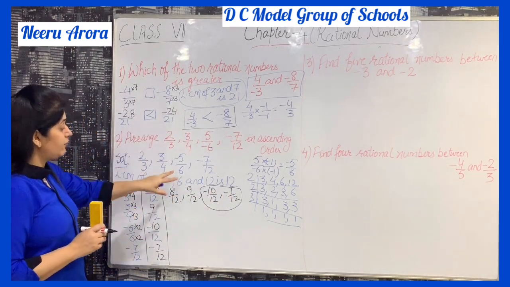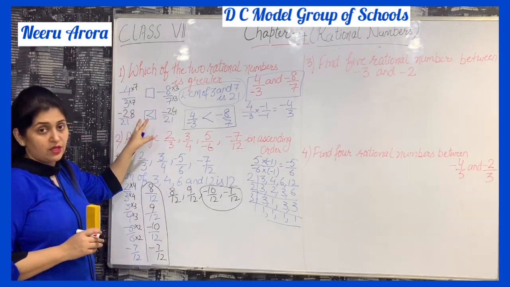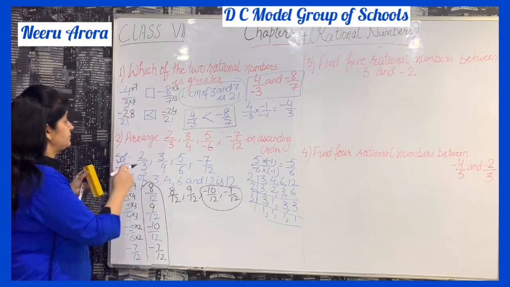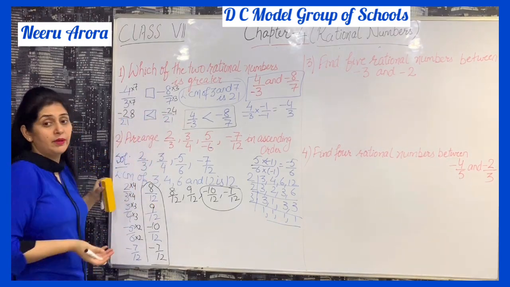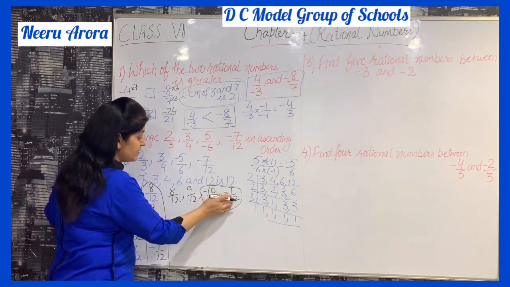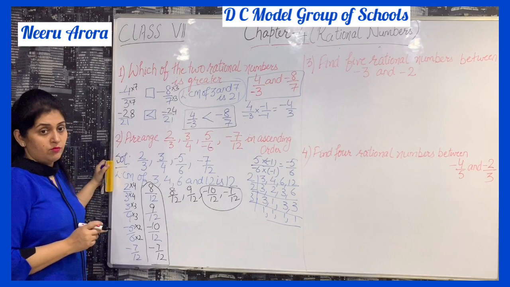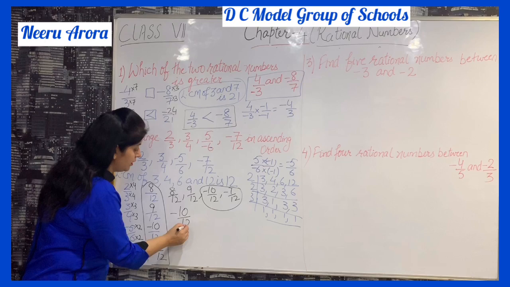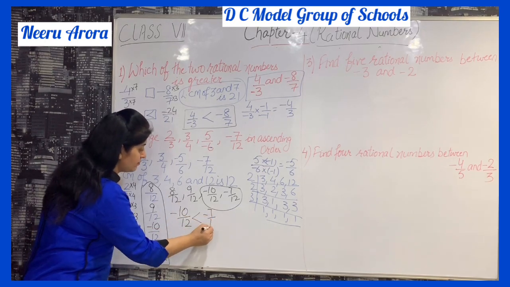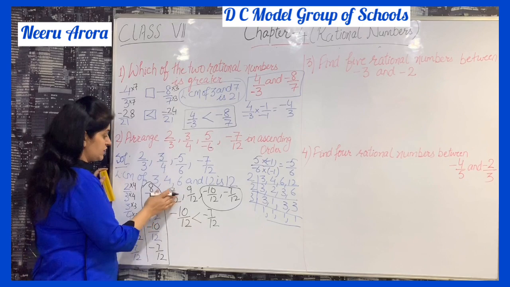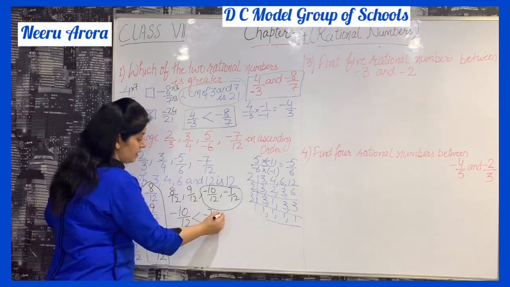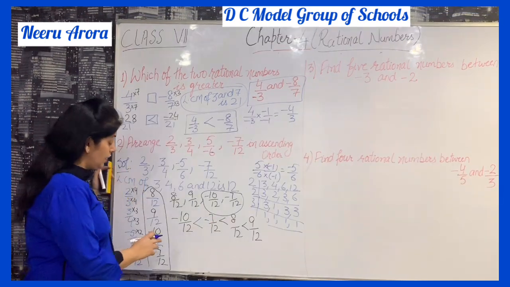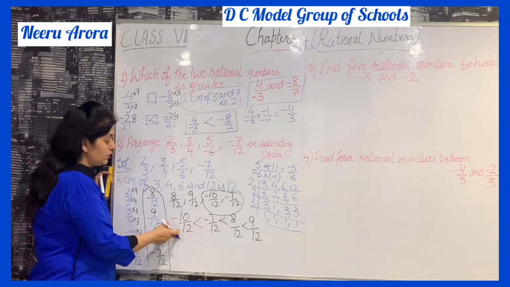As I told you in the first sum, if we have both negative signs, the smaller number with the negative sign is always bigger. So minus 7 is bigger than minus 10. But we want to take the smallest number first. So the smallest is minus 10 by 12, less than minus 7 by 12. Now for the positive numbers, the comparison remains the same: 8 by 12, 9 by 12. Now what is the original form of all these?